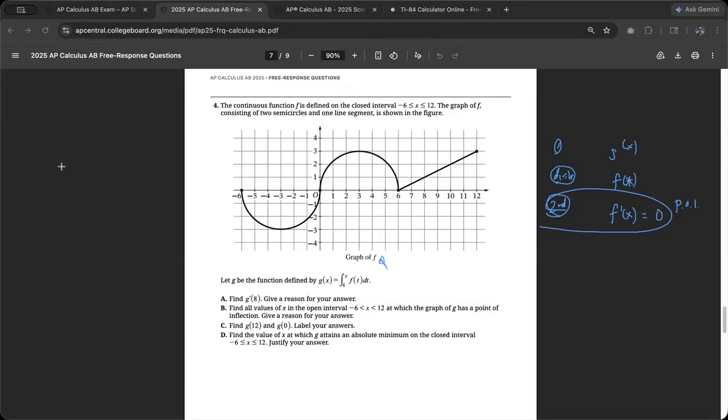Now, conceptually, what that should make you think of is that you are now separating these into their slopes. And a point of inflection is when these slopes go from negative to positive or positive to negative. So what that means is we've got this point right here, this point right here, and this point right here. Okay? So that means x values on the open interval, x is equal to -3, 3, and 6. Okay? But you have to give a reason for your answer.